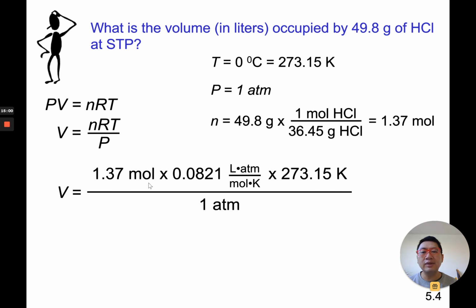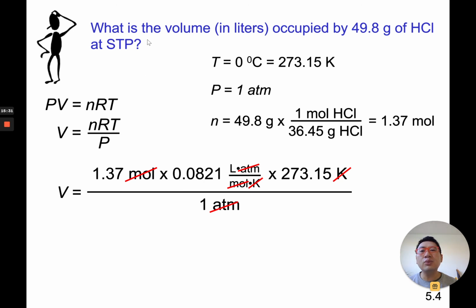n, 1.37 moles. This is R, 0.0821 liters atmospheres per mole Kelvin. The temperature, right there, 273.15 kelvins. And the pressure, 1 atmosphere. Before typing this in a calculator, notice units: moles and moles cancel. Kelvins and kelvins cancel. Atmospheres in the numerator and denominator cancel. The only unit that does not cancel is liters.